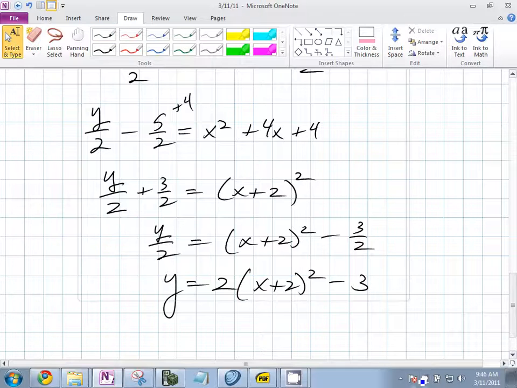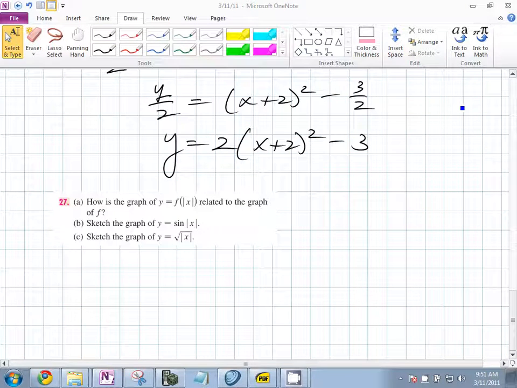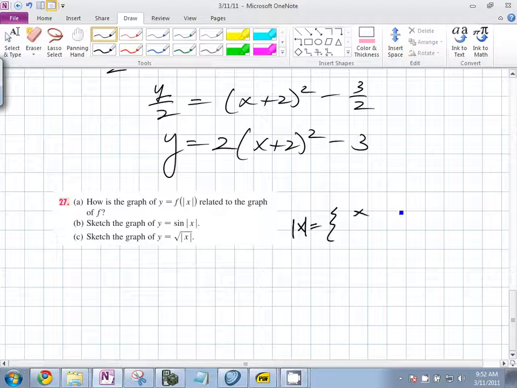So it says, how is the graph of y equals the absolute value of x related to the graph of f? So if you're doing the absolute value of x as the input, right? What's the definition of the absolute value of x? Distance from 0, right? And the distance is always what? Numerically, that means this. The absolute value of x is equal to x if x is greater than 0. It's equal to 0 if x is equal to 0. And it's equal to negative x if x is less than 0. That's the piecewise definition of absolute value, right? So if you're plugging in the absolute value of x, it's always positive, right?